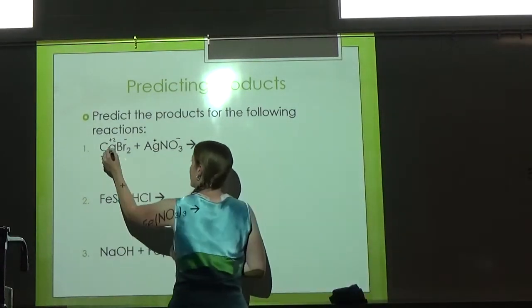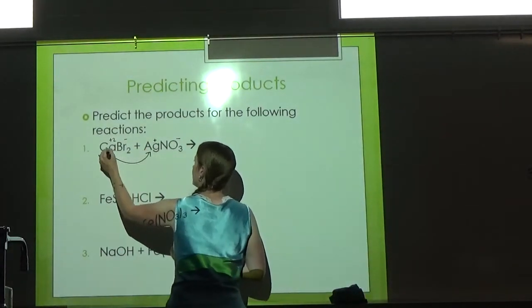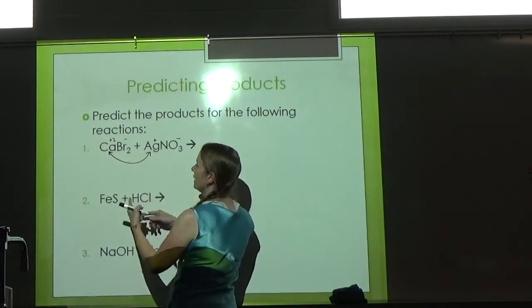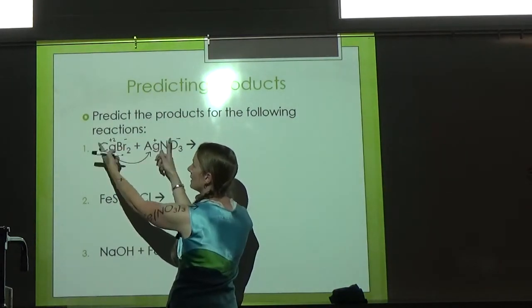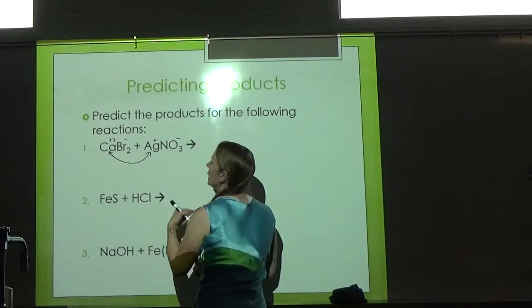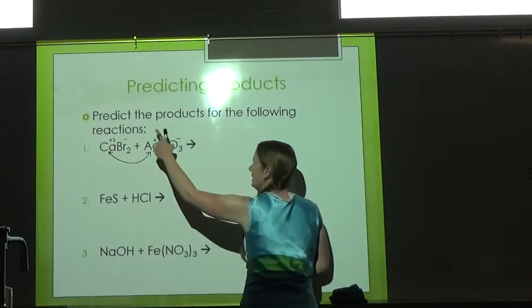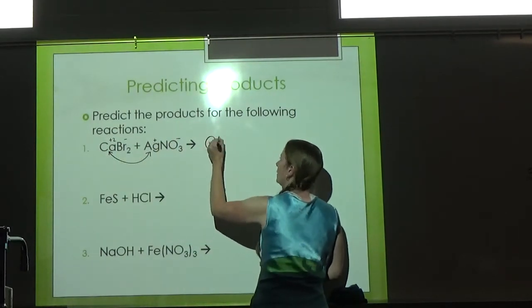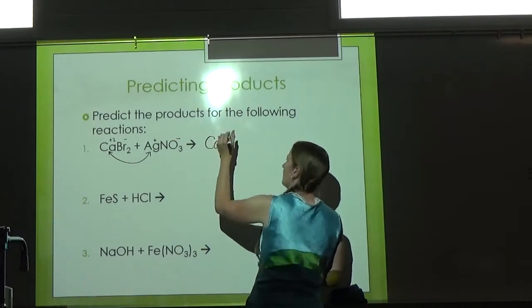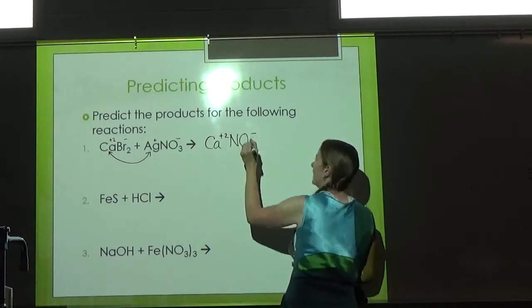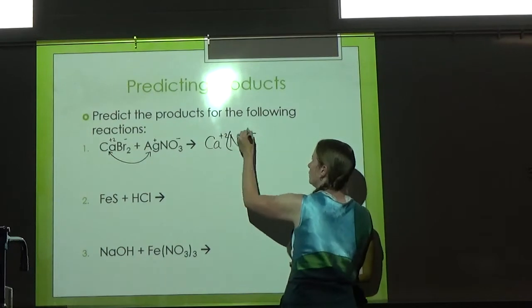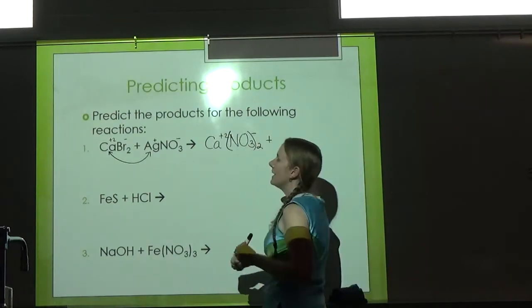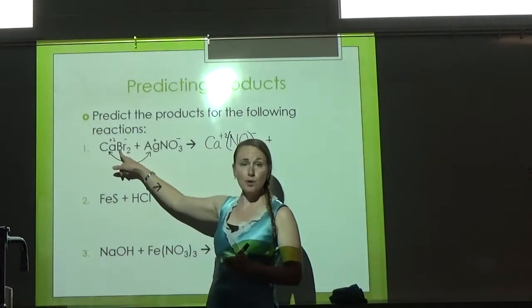So what's going to happen is my calcium and my silver are going to swap places. They're not bonding together, they're both positive, they're swapping places. So now calcium is going to be with NO3. I bring over the same charges, so Ca positive 2, NO3 negative 1, and I'm going to cross my 2 down. And now silver is going to bond with bromine.